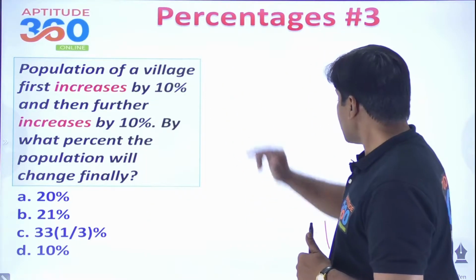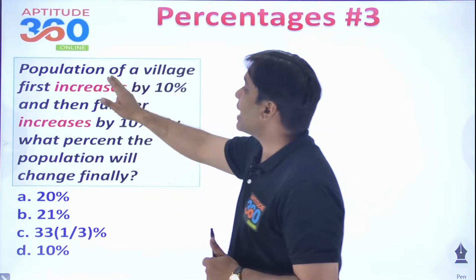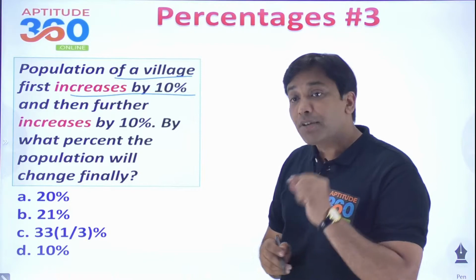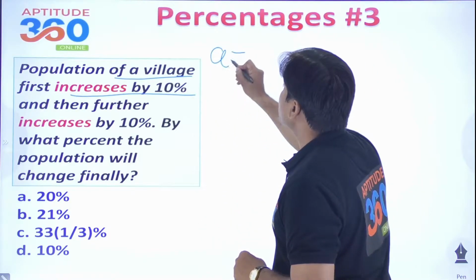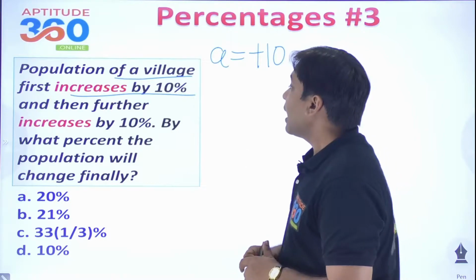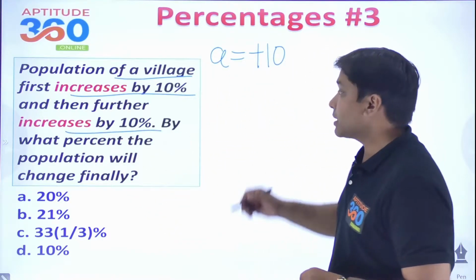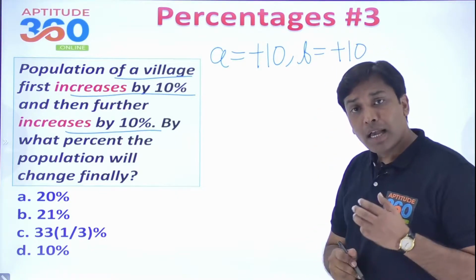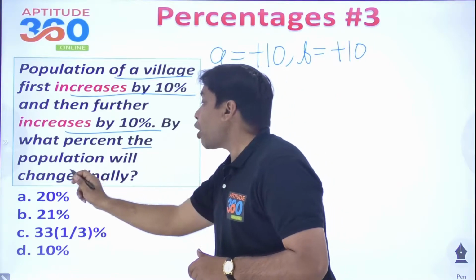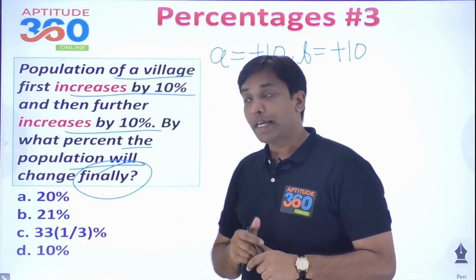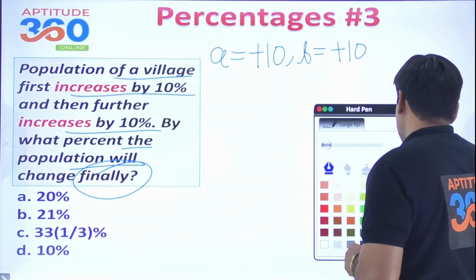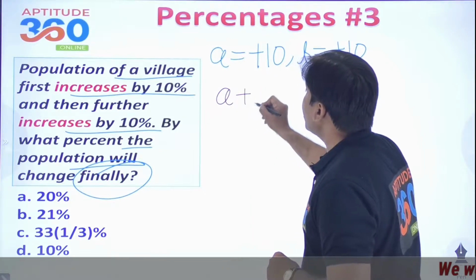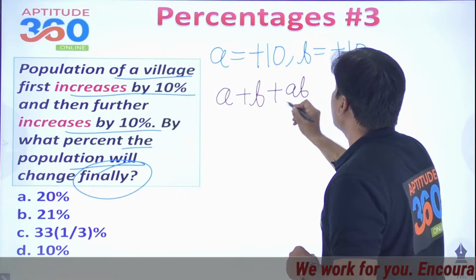Now this is the problem that I will have to solve over here. It says that population of a village first increases by 10%. So if it is increasing by 10%, don't you think that you should take it as plus 10%, right? And then further it is increasing by 10%. So the second value is also coming out as 10% increment. So I will be writing it as plus 10%. What percent of the population changes finally, right? So what is going to be the final percentile change? That is what we need to find out. What formula I say is you need to apply? It has to be A plus B plus AB upon 100.